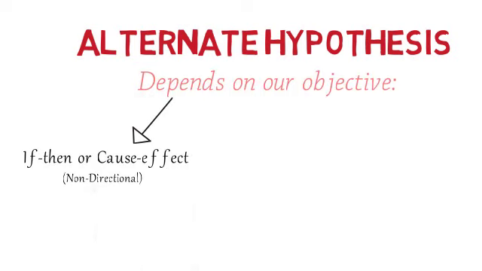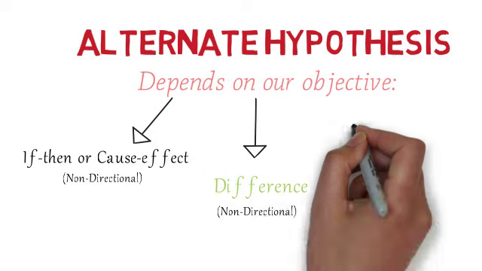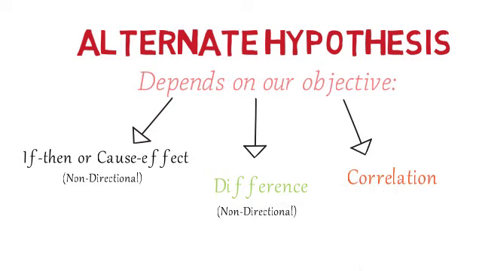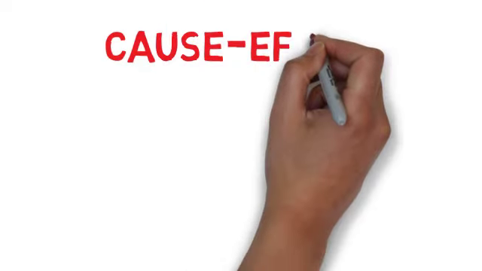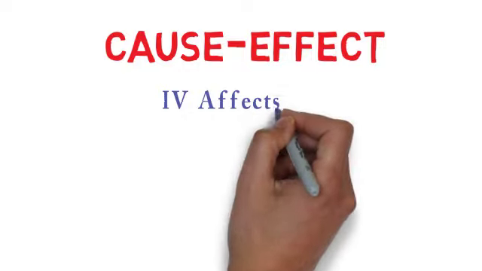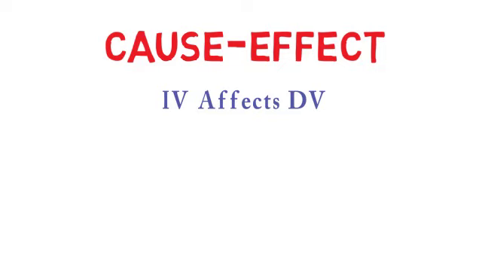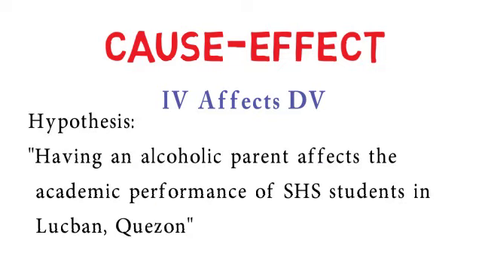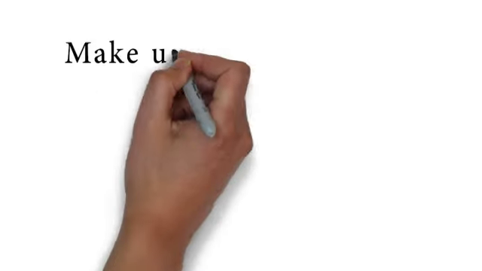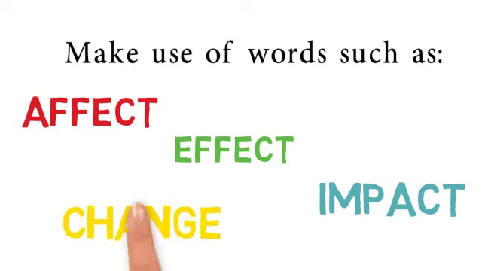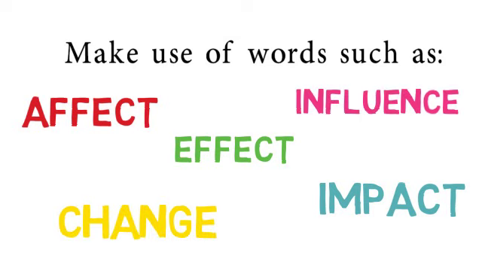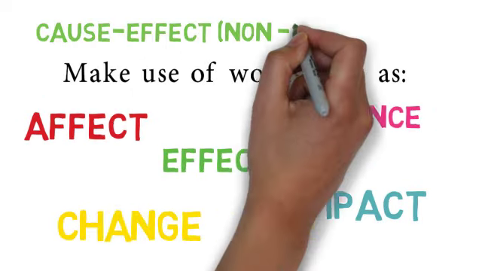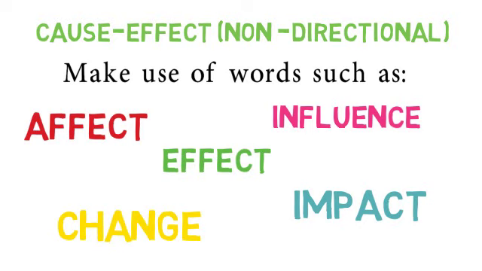We have if then or cause effect and difference, and we also have correlation. Ang cause effect, ito yung sinasabi na si IV ay may effect kay DV. Like in our case, we can hypothesize that having an alcoholic parent affects the academic performance of senior high school students in Lucban, Quezon. We can make use of the words such as effect, impact, change, and influence in our hypothesis. Ang hypothesis natin ay non-directional.